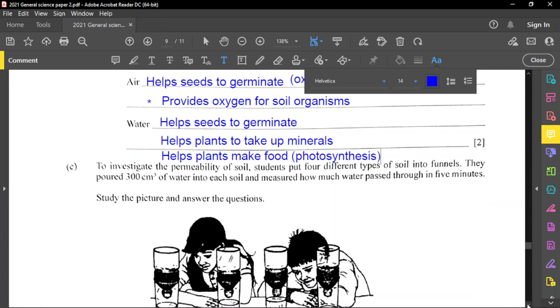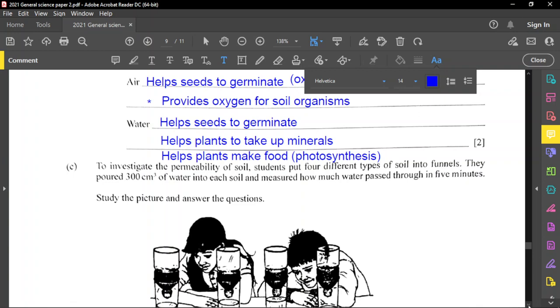And here now it said to investigate the permeability of soil. When we say the permeability of soil, we're talking about how things can pass through it, how porous the soil is. The student put four different types of soil into funnels. They poured 300 centimeters cube of water into each soil and measured how much water passed through in 5 minutes. Study the picture and answer the questions.